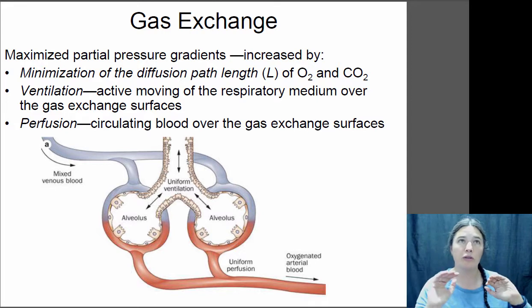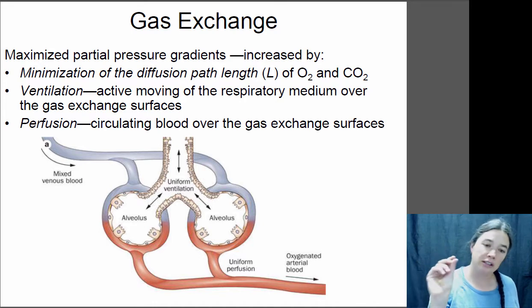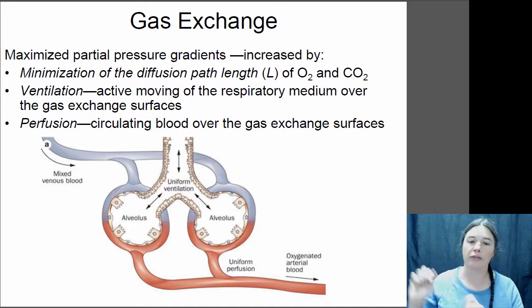So if you look at the lining of the lungs or the surface of the gill, it's a very thin tissue that allows diffusion to happen very quickly because the water doesn't have to travel very far.